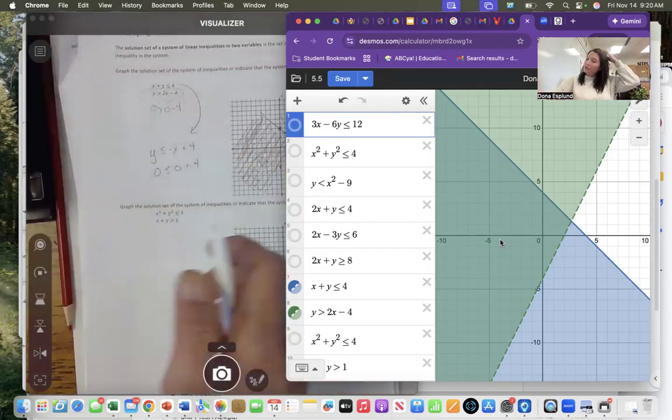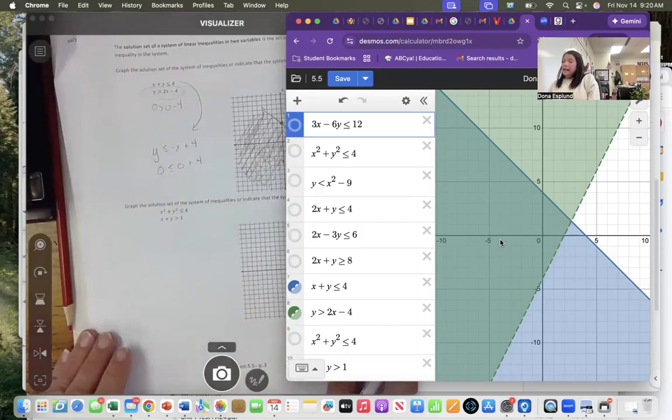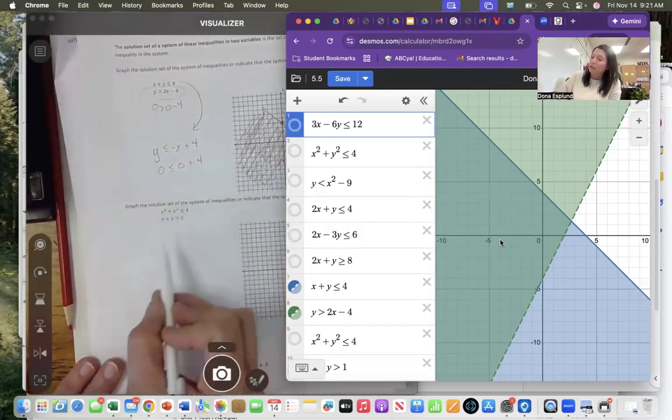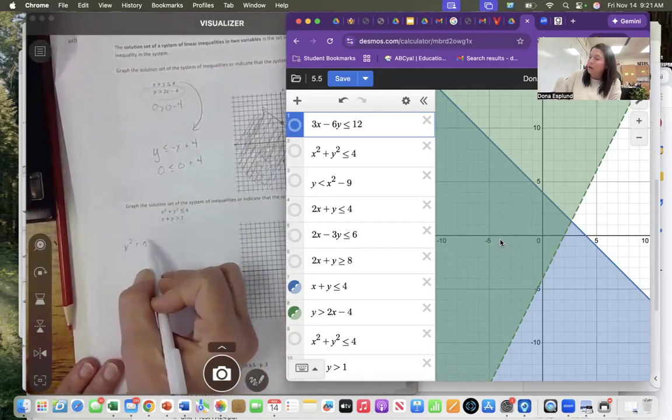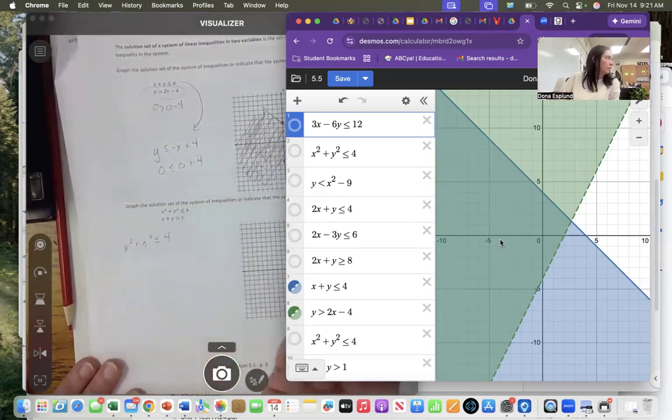Okay, so the next one is going to be graph the solution of systems of inequalities. And sometimes you do have a no solution, but look on this one. This one is going to be the top one. If I have x squared plus y squared is less than or equal to 4. We said earlier that was a circle, right? With radius of 2. So let me go ahead and draw that in, and it's going to be a solid.